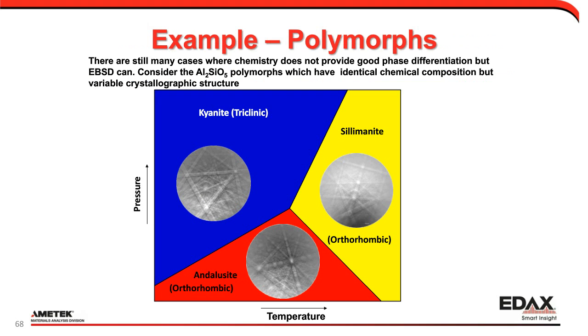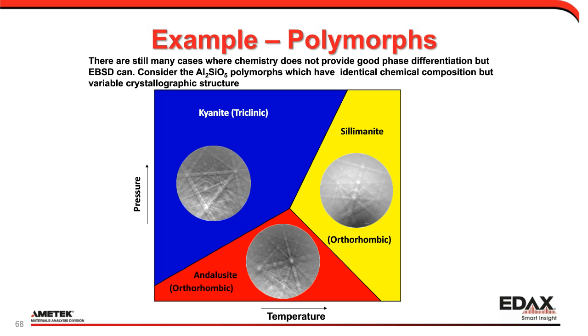And it still allows us to use EBSD in the cases where there's polymorph. So when the chemical signature is the same, but the crystallographic structure is different, we can still say, great, for that chemical fingerprint, we'll use EBSD to distinguish different phases.